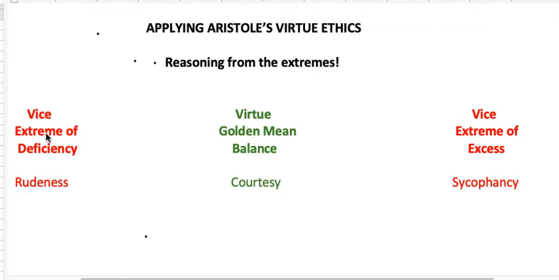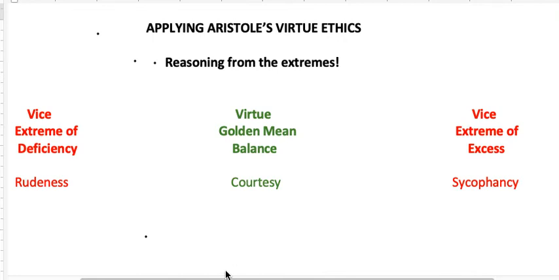Somebody who expresses a vice in the extreme of a deficiency, falling short, is expressing rudeness. We would call that person rude. And somebody who is expressing too much of that which makes you courteous is expressing excess, too much of something, going beyond. Sycophancy, that person would be called sycophantic.